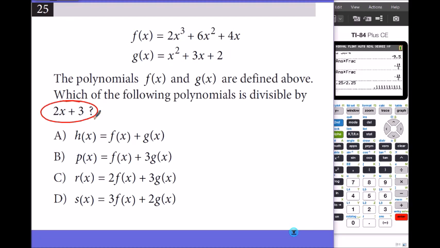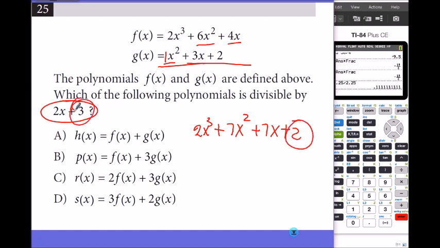Let's go ahead and add f of x and g of x. When you add these two, you get 2x cubed plus 7x squared plus 7x plus 2, right? Here's 1x squared plus 6, 3x plus 4 is 7x. So now, would this be divisible by 2x plus 3? What you can do is look at the last term. Would 3 ever go into 2? No. So no, right? It won't be divisible.